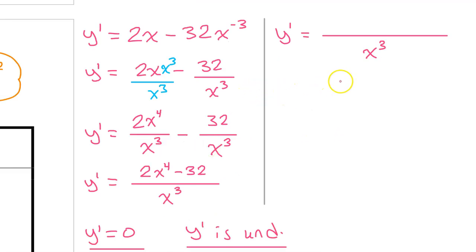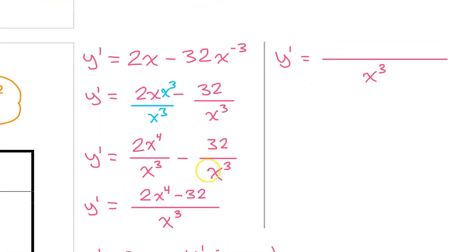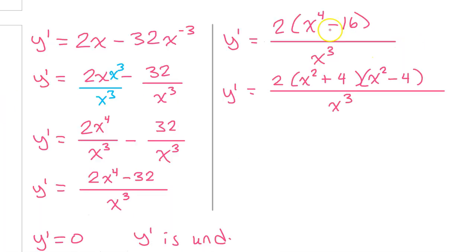Actually, before I make the sign chart, I'm going to go back and factor the numerator of y prime. And I could have used this to find these critical values as well. I notice that we have a common factor of 2. So if we factor out the 2, that leaves behind x to the fourth power minus 16. But this is the difference of two squares. X to the fourth power minus 16 will factor as x squared plus 4 times x squared minus 4.